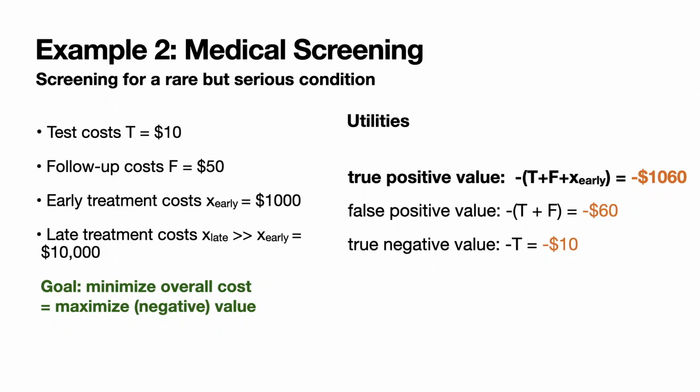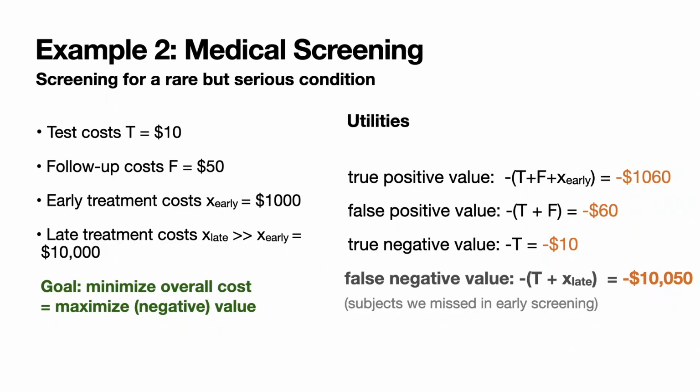True positive classifications are those subjects who test positive on the initial screening and actually have the disease. Because these subjects were caught early, their treatment costs $1,000. The treatment, plus the price of the two tests, gives a total cost of $1,060. And finally, false negative classifications are those unlucky subjects who tested negative on the initial screening, but actually had the condition. Because they were caught late, they eventually get the more expensive late treatment.